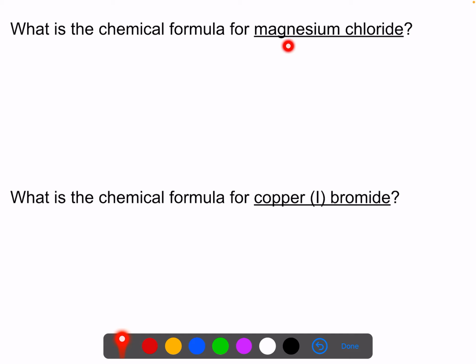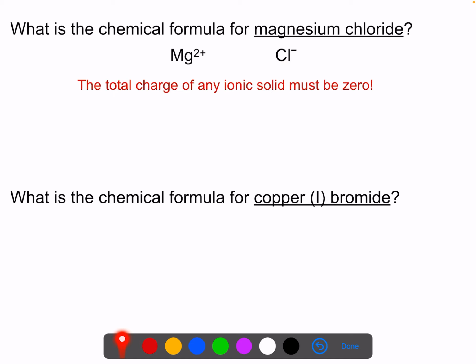So magnesium is an alkaline earth, chloride is a halogen. So we can see magnesium is going to form the charge +2, and chloride is going to form the charge -1. And the key is of any ionic solid, the total charge is always 0. Now, we see that magnesium is a +2 charge and the chlorine is a -1 charge.